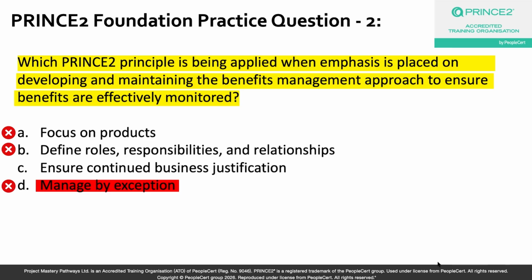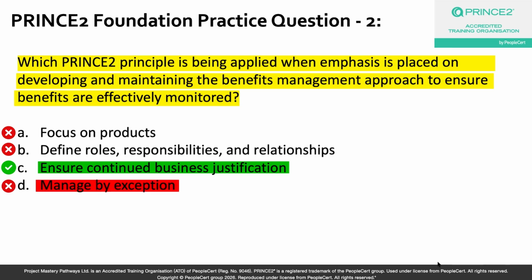So the correct answer to this question is option C, which is to ensure continued business justification, okay? Because think about it this way, why does a project exist in the first place, right? It is to deliver benefits to the business, as simple as that. And PRINCE2 is very clear that the justification must remain valid throughout the project life cycle and not just at the start. The benefits management approach is the formal mechanism that makes this happen.